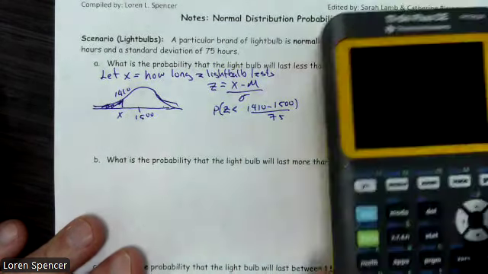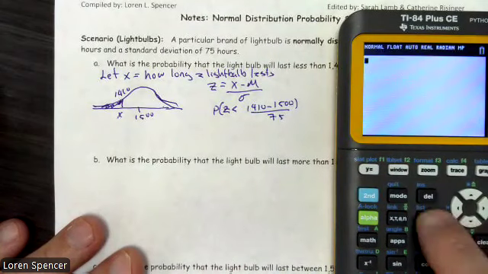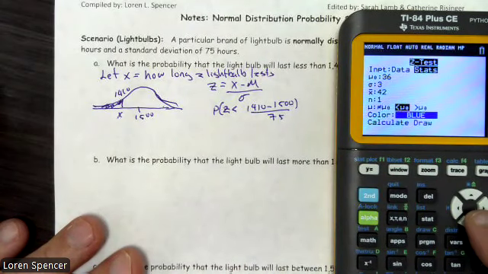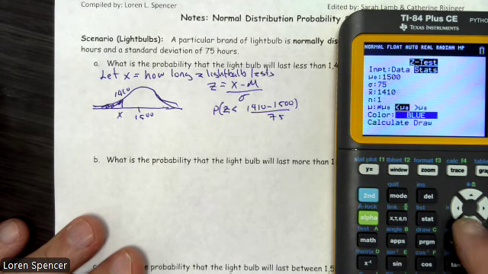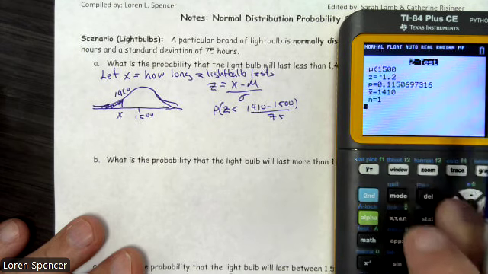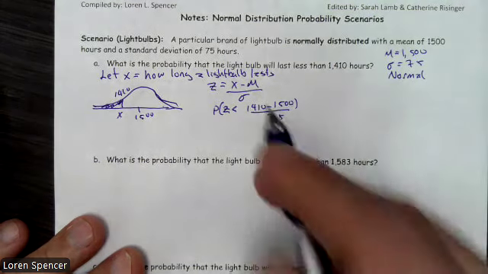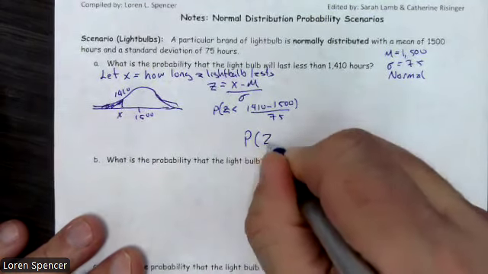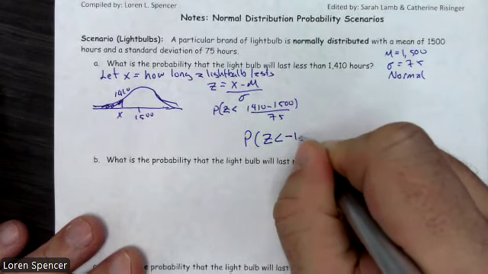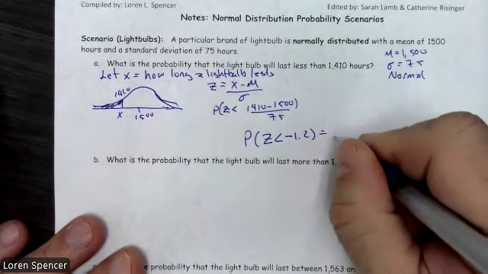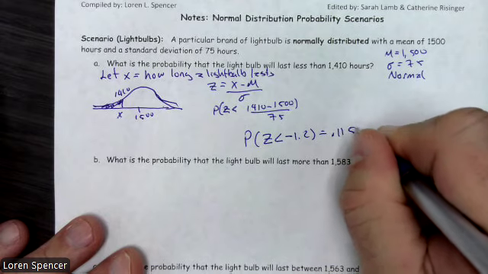So I'm going to do a stat test, z test. Mean 1500, standard deviation 75, x bar 1410, n is 1. We want less than. Calculate. Probability z is less than negative 1.2 equals 0.1150.